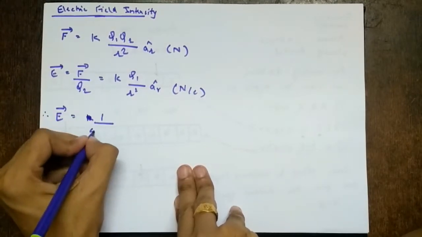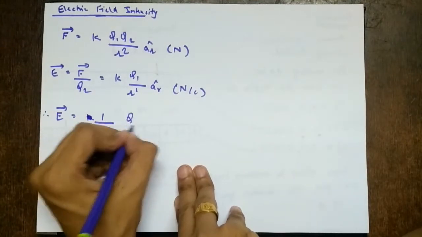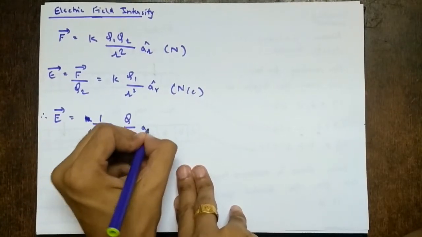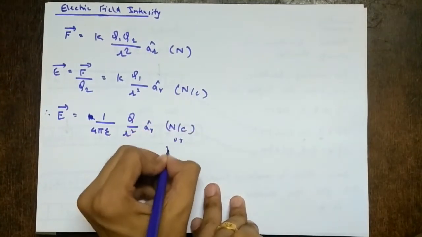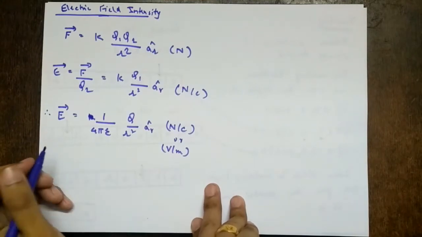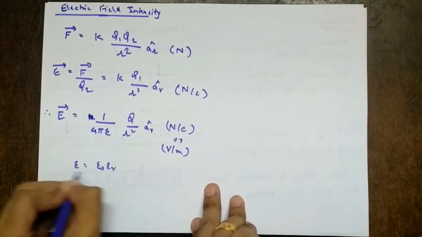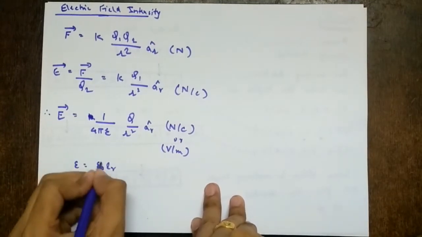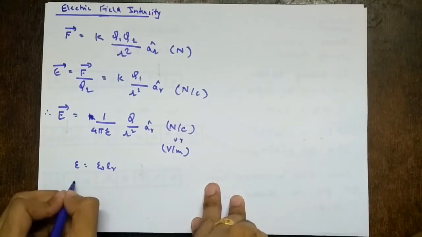So therefore, explicitly, I can write in general E vector equal to K. K we know is 1 by 4 pi epsilon. So 1 by 4 pi epsilon, Q by R square, AR cap, Newtons per Coulomb, or the other unit is volts per meter, because it is also V by L or V by D. And what is epsilon? Epsilon 0, epsilon r. Epsilon is permittivity, epsilon 0 is permittivity of free space, epsilon r is relative permittivity.